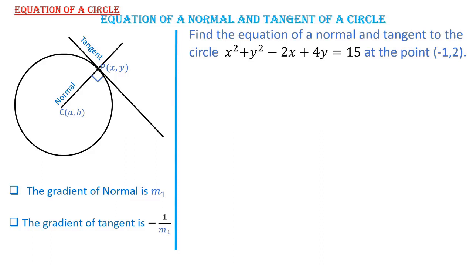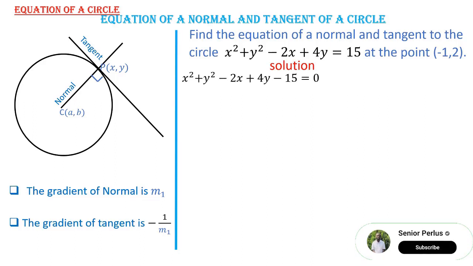So this is the circle x squared plus y squared minus 2x plus 4y equals 15 at the point (-1, 2). Solution. Let's solve this. This is our equation of a circle. So let's find the center so that you can find the gradient. So you can have 2 points.